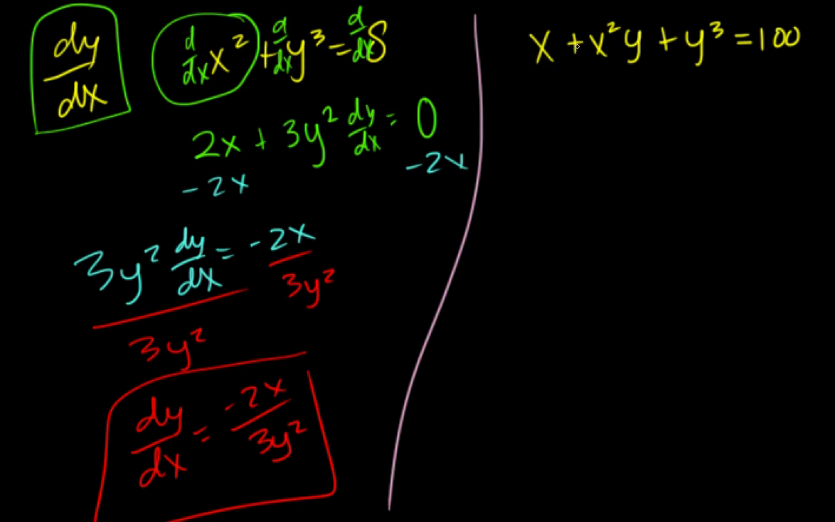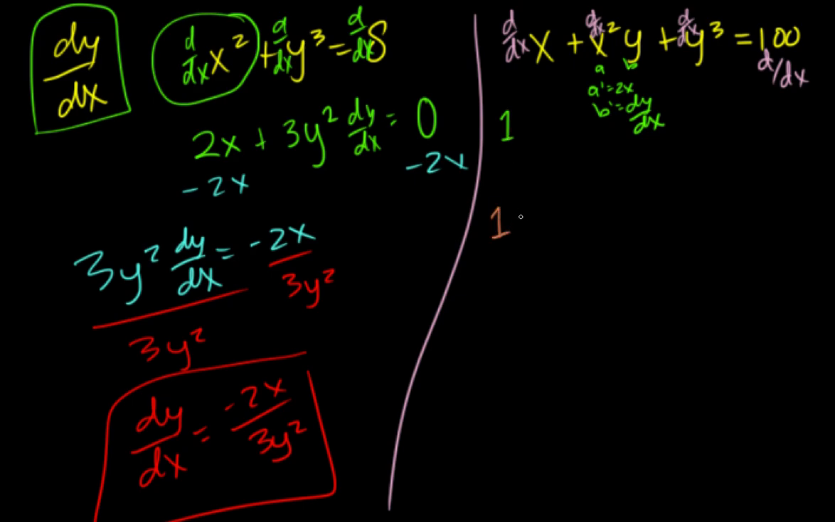This one, we'll start the same. We'll say take the derivative with respect to x of all the pieces. Okay, so the derivative of x with respect to x is just 1. This is going to be a product rule. So we're going to call this A, call this B. So A prime is 2x, B prime is dy/dx. So I'm going to just move this 1 down here.